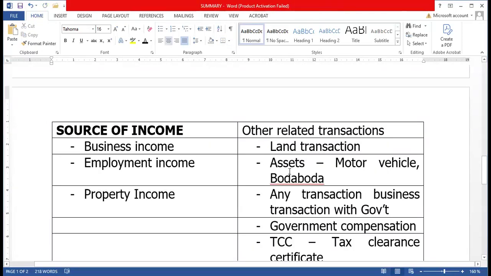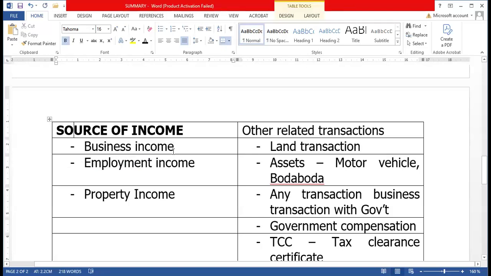So you first look at yourself. One, do you have a source of income? Is it that you are in a business? If you are in a business, then you need a TIN. Some may be running a business without a TIN, but that is illegal, okay? Because you must also be paying taxes.